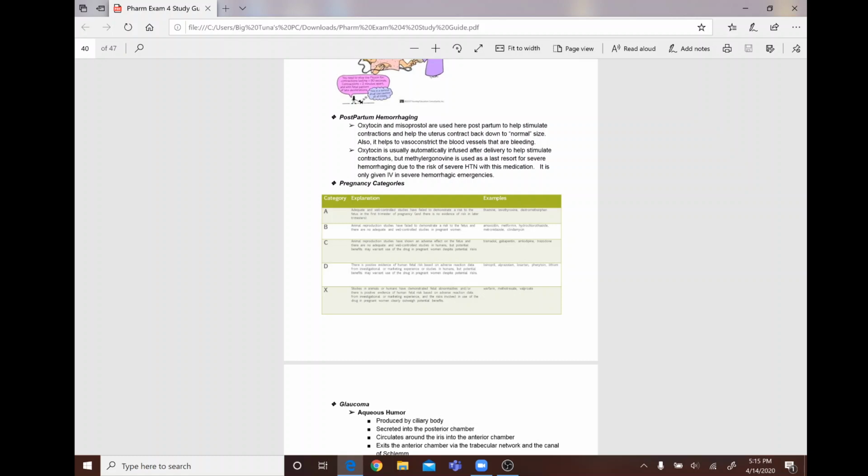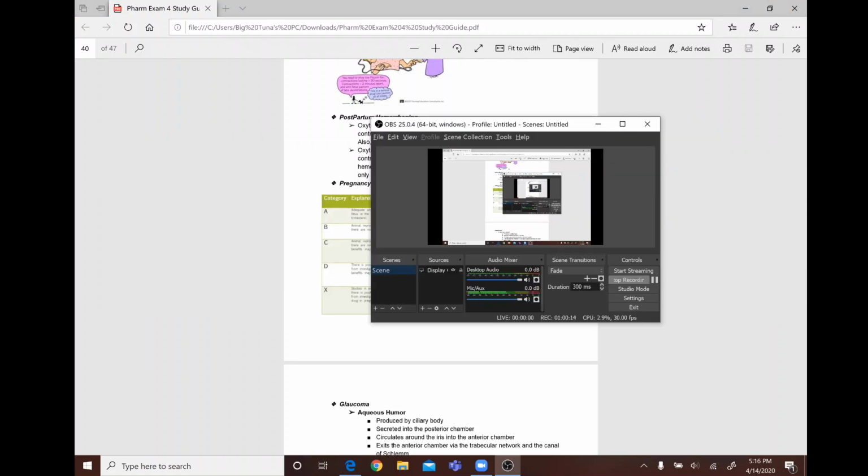Some category B drugs are going to be amoxicillin, metformin, hydrochlorothiazide, metronidazole, clindamycin. Some category C drugs are going to be tramadol, gabapentin, amlodipine, trazodone. Some category D drugs are going to be lisinopril, alprazolam, losartan, phenytoin, and lithium. Some category X drugs are going to be warfarin, methotrexate, and valproate.